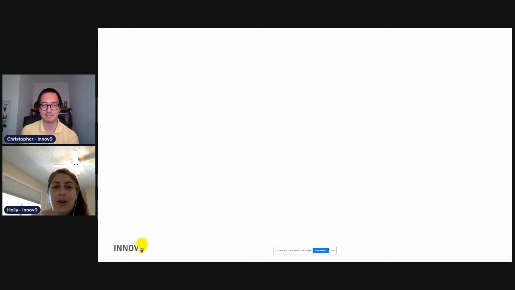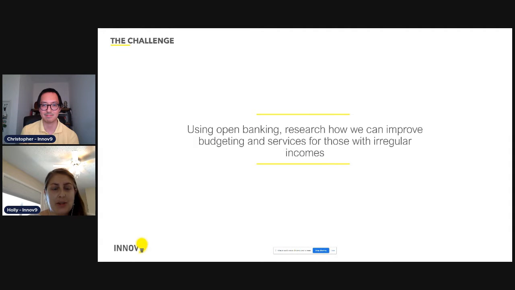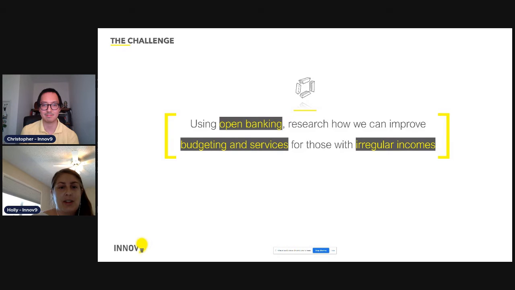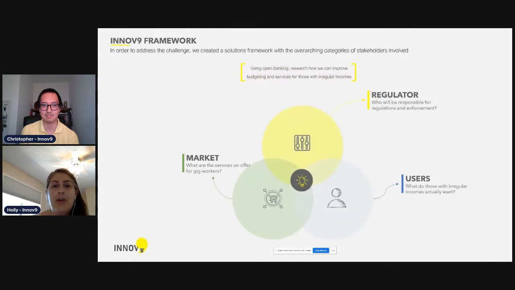So when we looked at this prompt, sort of three things really stuck out to us. So it was open banking, budgeting and services, and irregular incomes. And these are sort of the questions that we tried to solve through our approach. And when we looked at it, honestly, this struck us as more of a case study in need of a framework for analysis. And as an ex-consultant myself, that's naturally where my head goes. So we made a three-pronged framework.